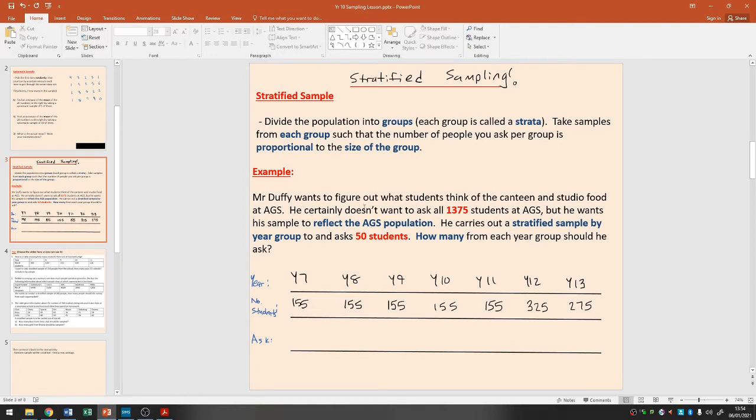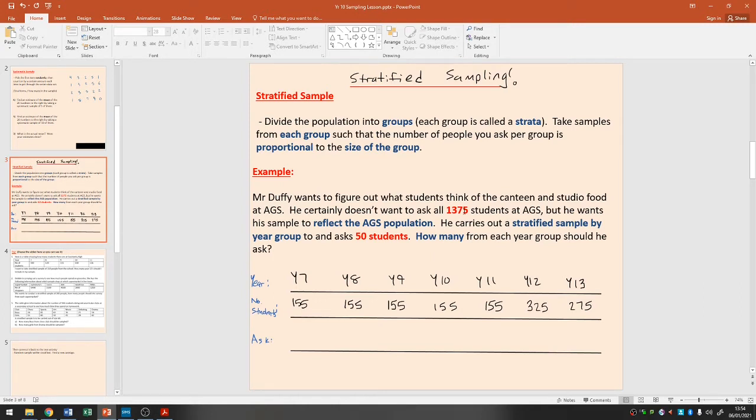It says, Mr. Duffy wants to figure out what students think of the canteen and the studio food at AGS. But he doesn't want to ask all 1,375 kids at AGS, because that would be ridiculous. That would take way too long. Say that you had to take a day off work, it'd be costly because the school would have to replace him with somebody else. So he's not about to do that because it's expensive and it's not an efficient way to go about things.